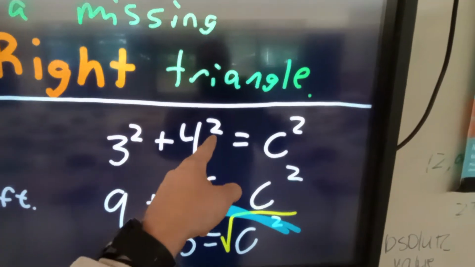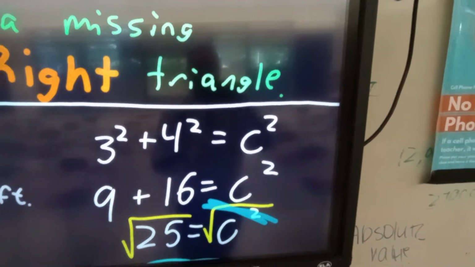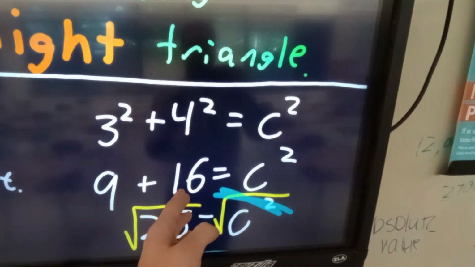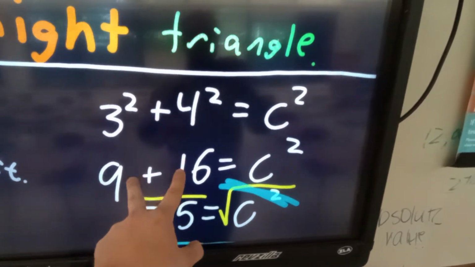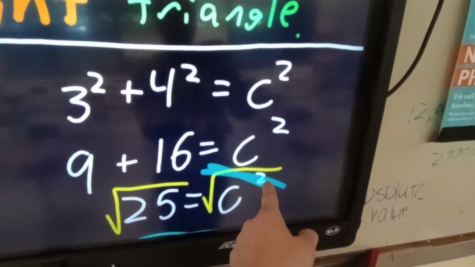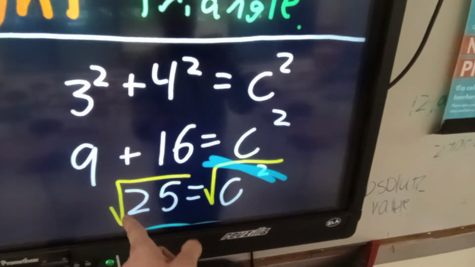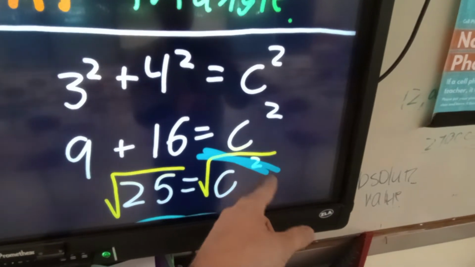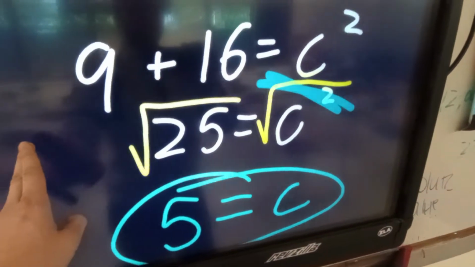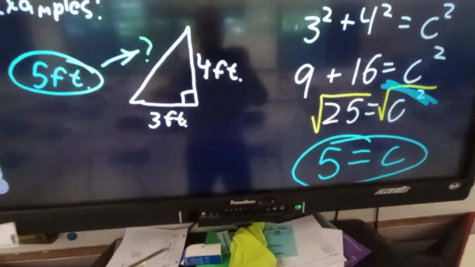So we just set up our problem. 3 squared plus 4 squared equals c squared. So 3 squared equals 9, 4 squared equals 16. Then I can add 9 and 16 together to get 25. Then to cancel out the square, I just take the square root of both sides, and that's going to cancel out my exponent, and the square root of 25 equals 5. And that's how this problem is solved.